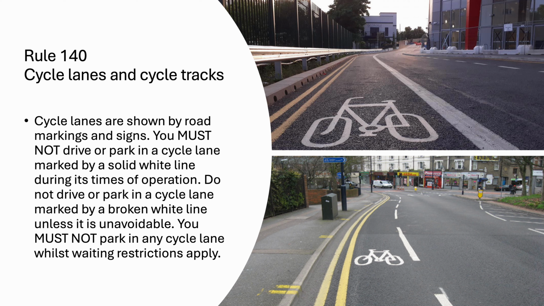Rule 140. Cycle lanes and cycle tracks. Cycle lanes are shown by road markings and signs. You must not drive or park in a cycle lane marked by a solid white line during its times of operation. Do not drive or park in a cycle lane marked by a broken white line unless it is unavoidable. You must not park in any cycle lane while waiting restrictions apply.